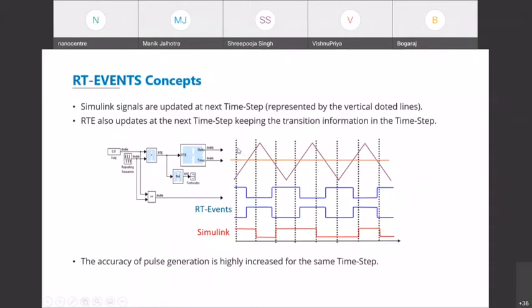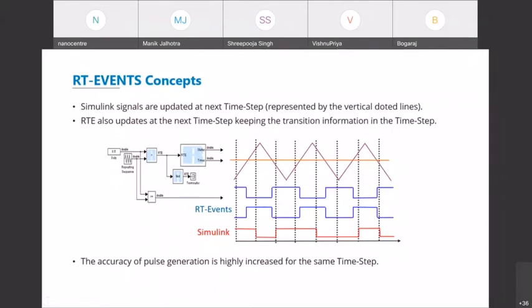Now, if we come to the second time step, the logic is compared again, but this time the 0.5 value is less than the carrier waveform. That is why our logic transitions from a value of 1 to 0. But the actual process is that this value of 0.5 has become less than the carrier waveform at this particular junction.